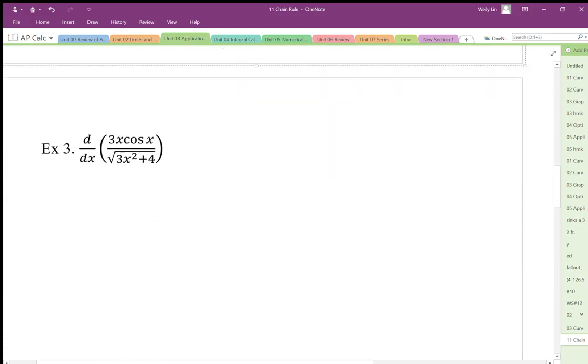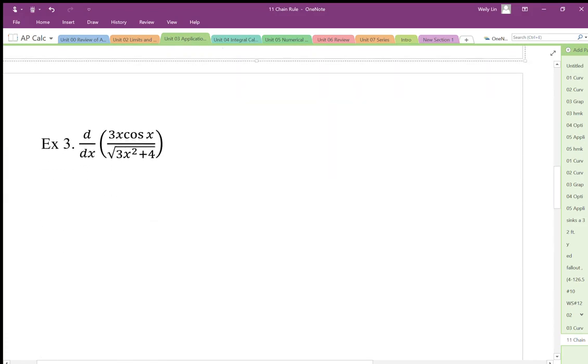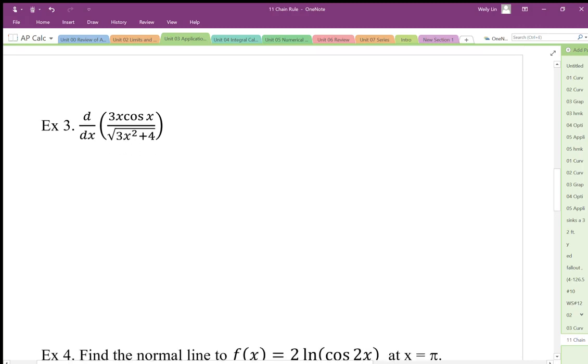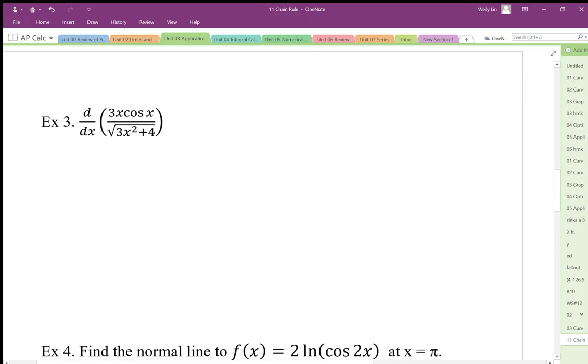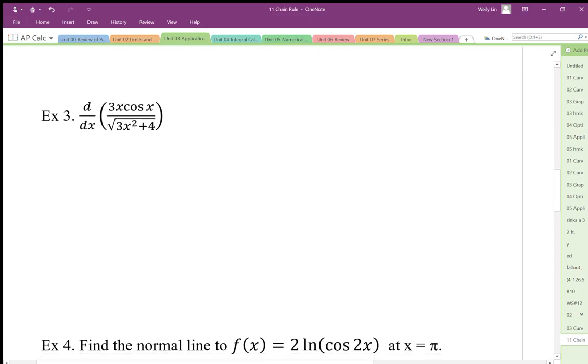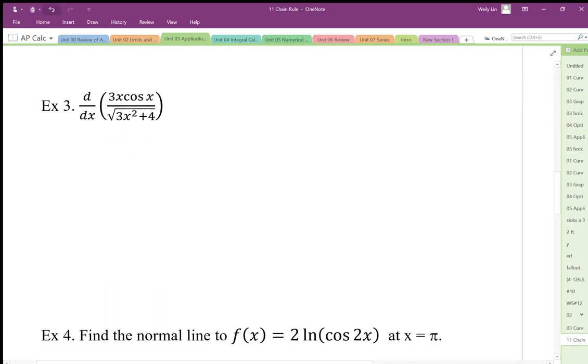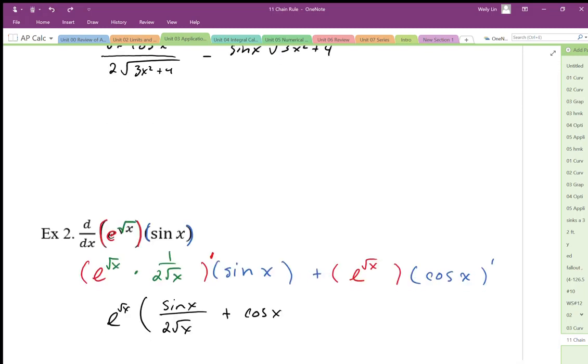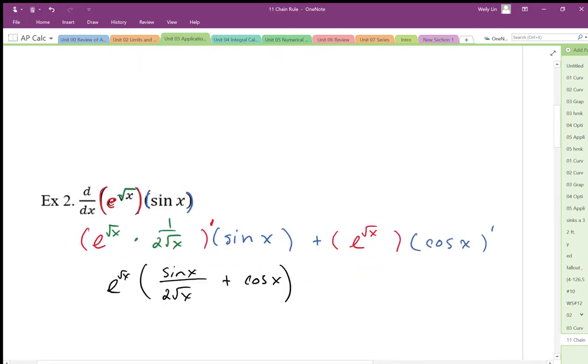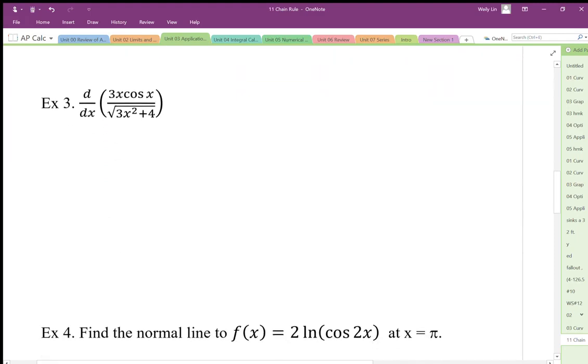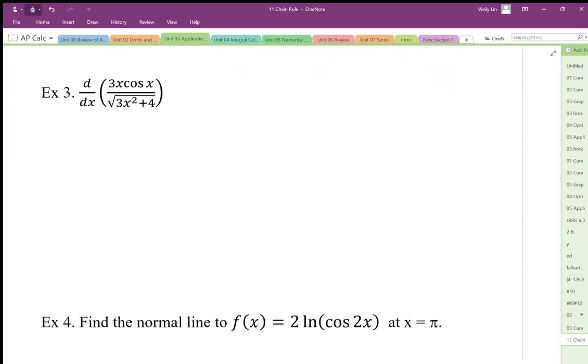So here I have a product, a quotient, and inside the denominator I've got chain rule. Okay, so this is going to be a little bit more difficult to do, but let's try to identify all the parts here. Okay, so I'm going to identify all the different parts here. So I've got my 3x function. Okay, I've got my cos x function.